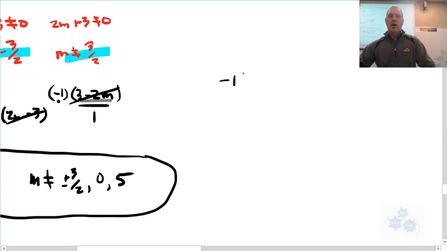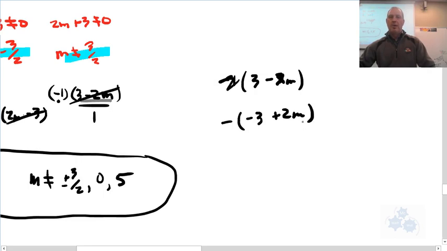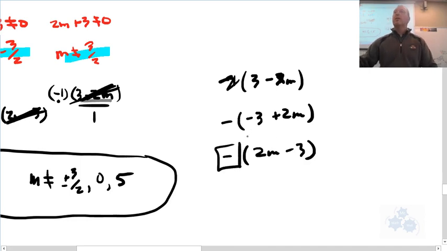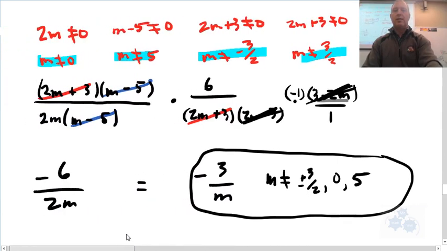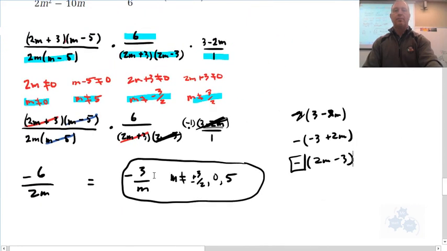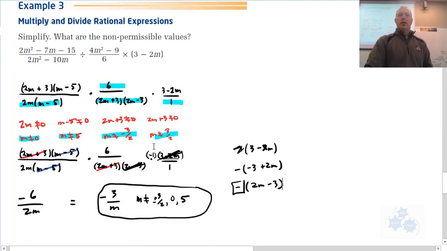If I took a -1 out of 3 minus 2m, then that actually becomes -3 plus 2m, which is the same as this, 2m minus 3. So now that 2m minus 3 down here and this 3 minus 2m become the same as long as I factor out a negative. Okay, so that's a little extension of what we did last day. Good question though. Anybody else? Any questions about what happened here?